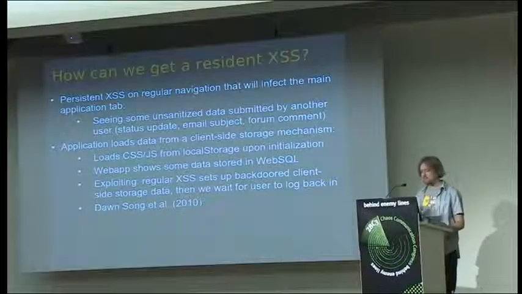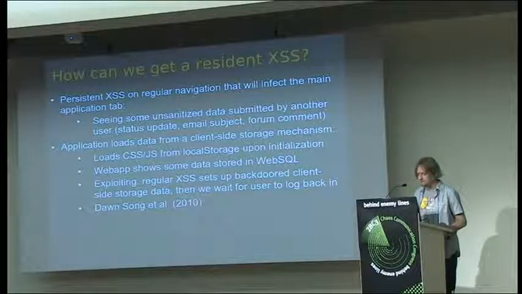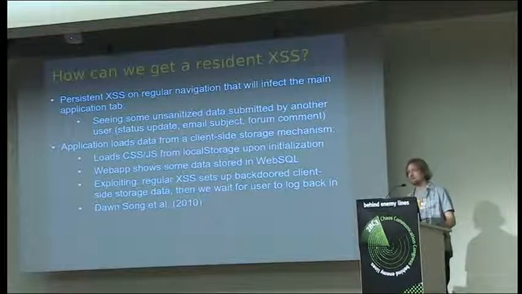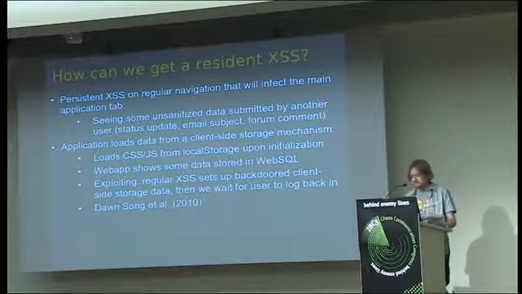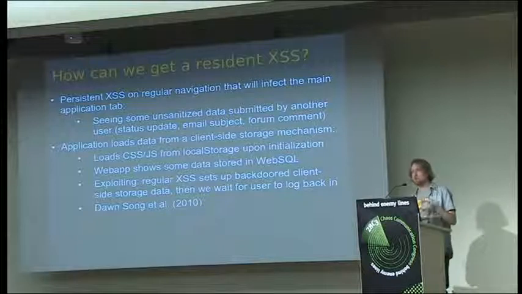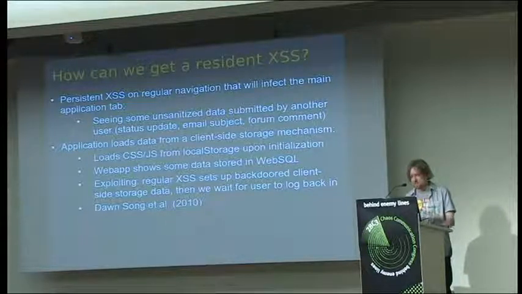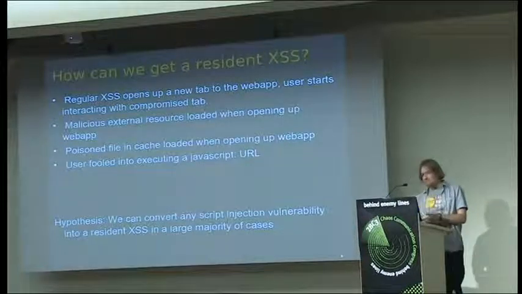And there was a great paper investigating that by Dawn Song and the students at her lab at UC Berkeley. I think it's called the Emperor's New API, so it's definitely worth a read. And they found that a lot of the new cool web applications are using those techniques and are indeed vulnerable. And then there are other ways.